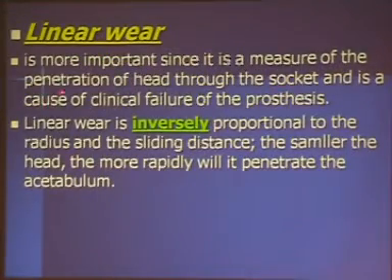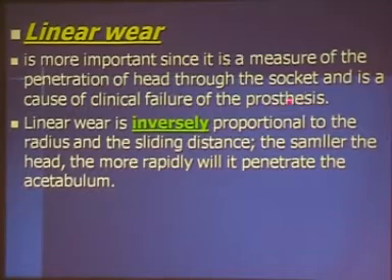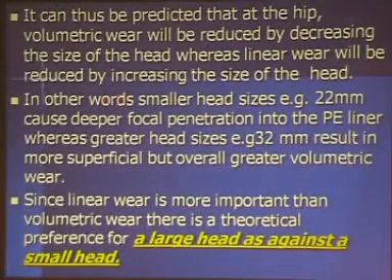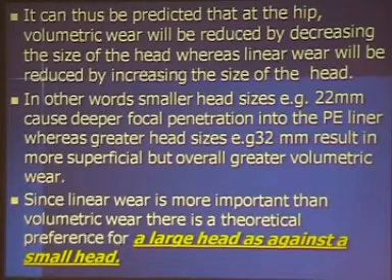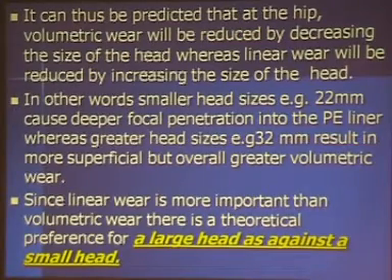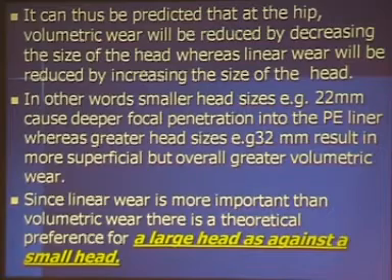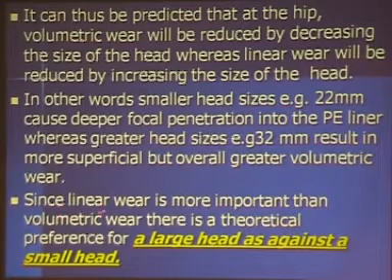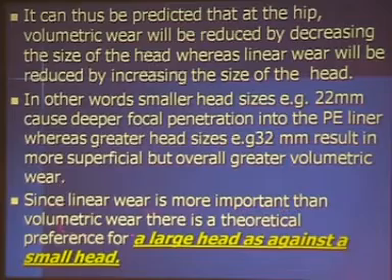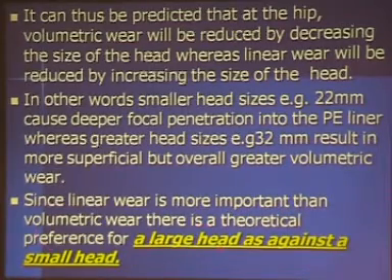The other type of wear, as I just mentioned, is linear wear, which is more important. This is a measure of the penetration of the head through the socket and is a cause of clinical failure of the prosthesis. It's found to be inversely proportional, in contrast to the volumetric wear, to the sliding distance. So in other words, with a small femoral head, we decrease the volumetric wear, but on the other hand, we increase the penetrative wear. As the linear wear is more important than the volumetric wear, a large head is somewhat preferred over a small head.